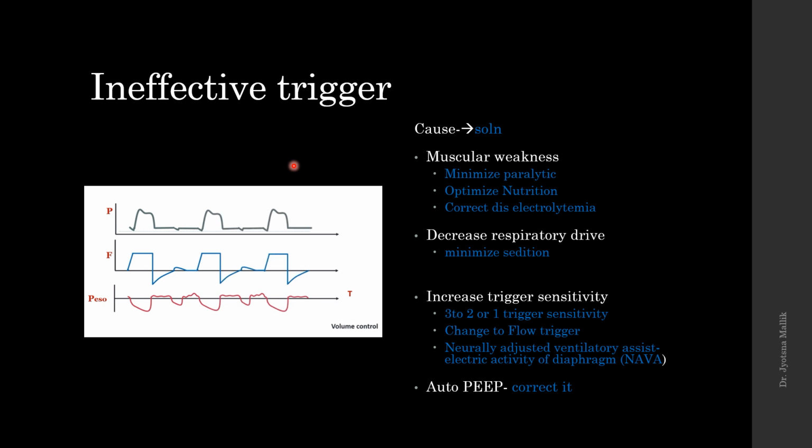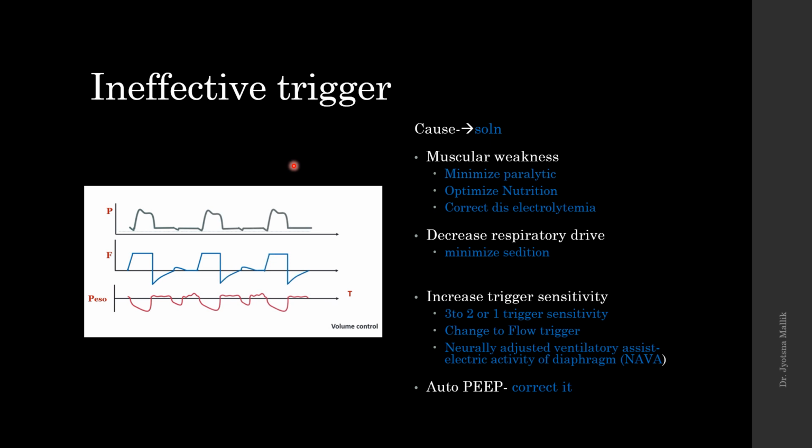Or a flow trigger is easier for a patient than a pressure trigger, so we can change to a flow trigger. Or we can use newer modes like NAVA, which can pick up the diaphragmatic electrical activity, and accordingly the ventilator can give a positive breath. And we should also think about auto PEEP. What happens when the patient is triggering a breath?